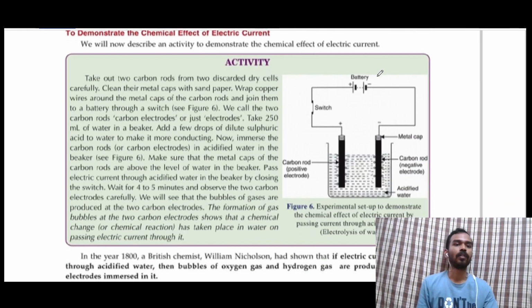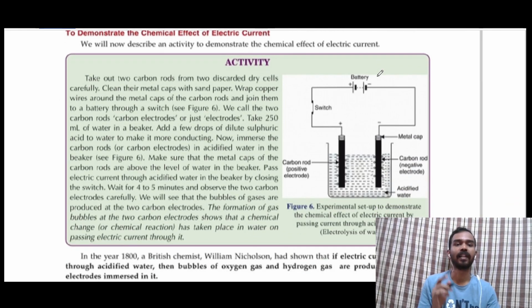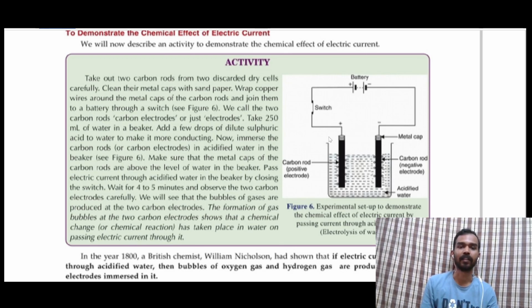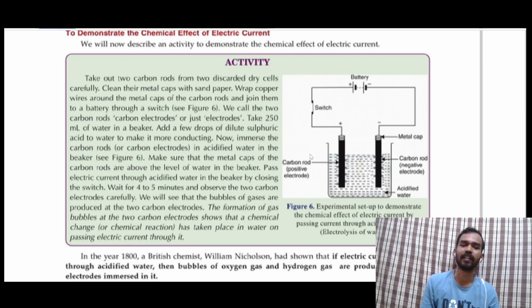So now we will demonstrate the chemical effect of electric current. So this is an effect. Now we are coming there. What is happening here? Now you can see there is a mention about these electrodes. So you have a circuit. Current is going through the wire to the electrode. This is plus. So negative will come and attract here.